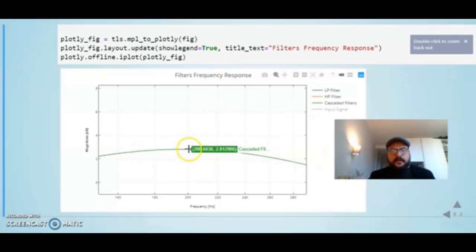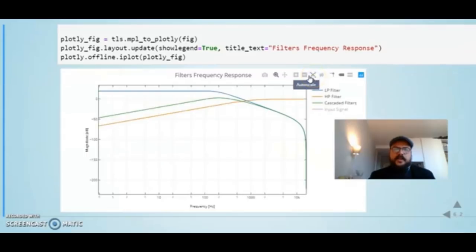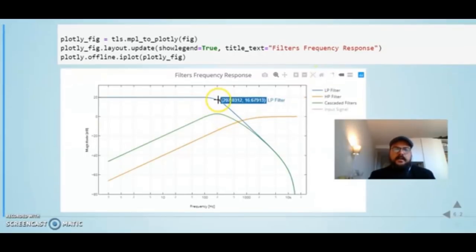we have 2.81 dB. This is the result because we have 16.9 dB here from the low pass, and we also have approximately minus 14. So we add these two dB values and we have the resulting dB here.